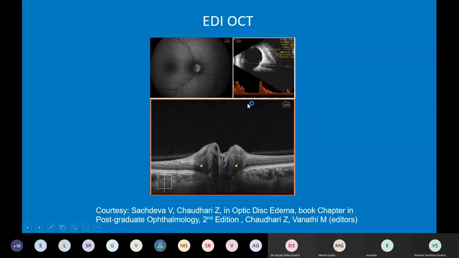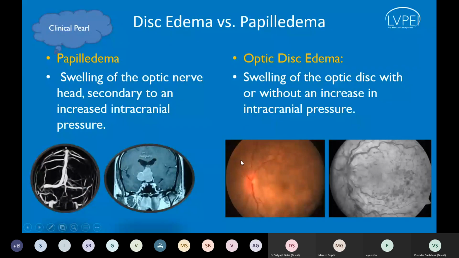This is highly suggestive that these are the drusens which are present over there. An important point to remember in a patient with disc edema: is it papilledema or disc edema? Papilledema refers to disc edema which occurs only with increase in the intracranial pressure, for example, in a patient with IIH, CSVT, or a brain tumor which caused a compression of the CSF outflow.